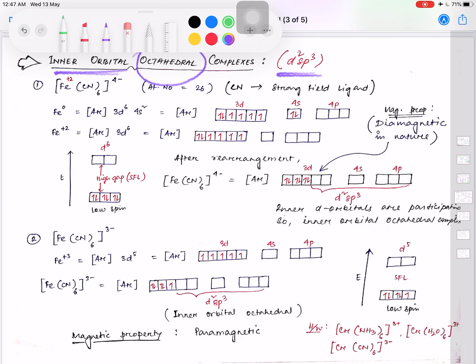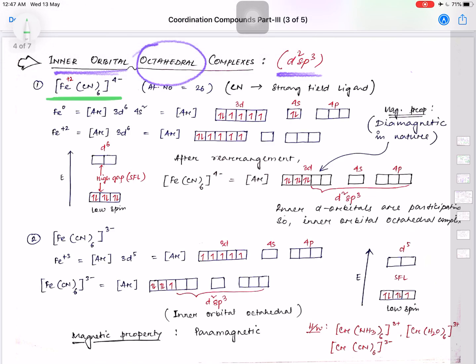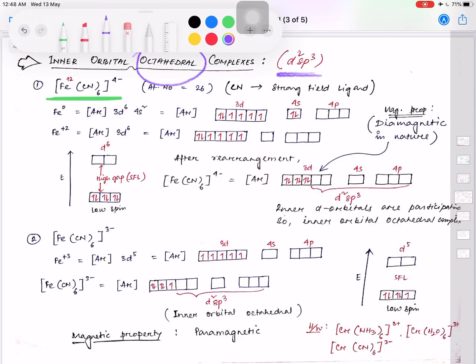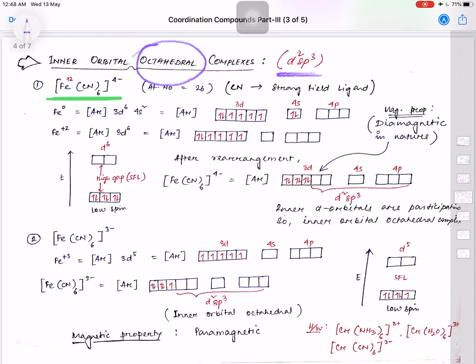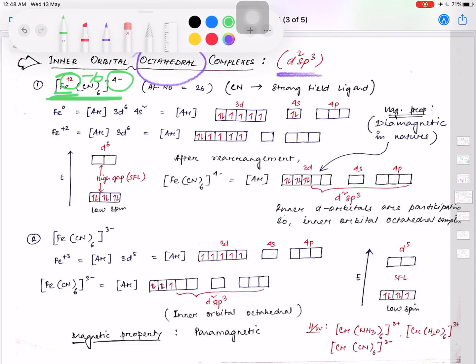So we'll take the example of this coordination complex, Fe(CN)6 4 minus. So in this one, first what you have to do is find the oxidation number of the metal. Cyanide has a charge of -1, so we have 6 CN ligands, so it is -6. Okay, and we have -4 charge outside, so 6 minus 4 will be plus 2. Okay, so iron is present in plus 2 oxidation state.